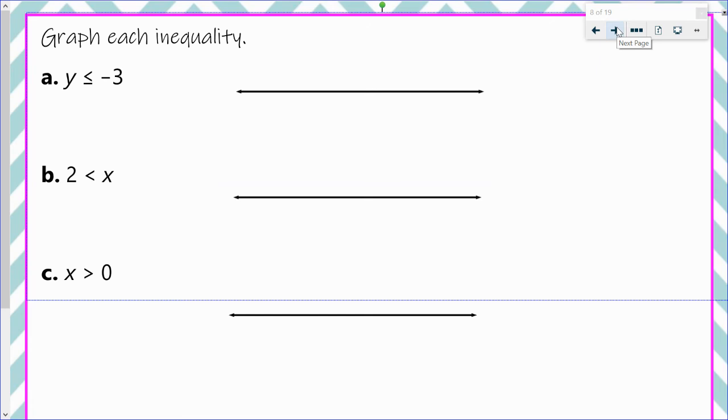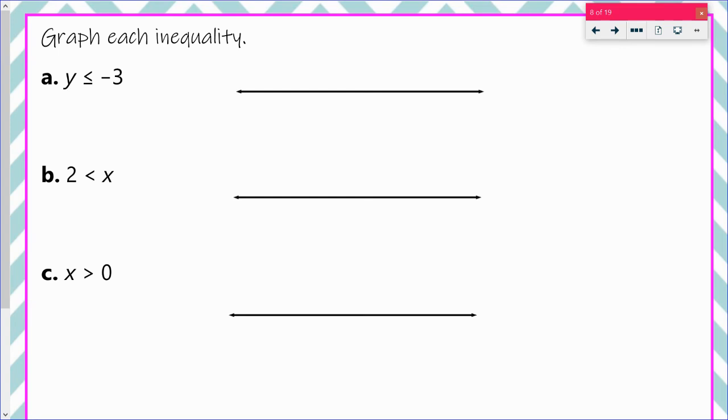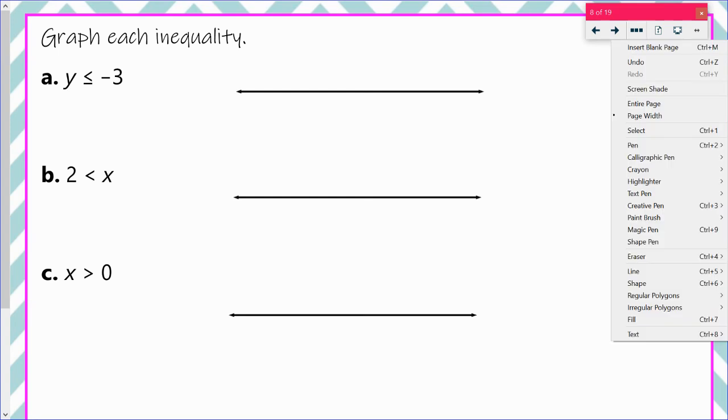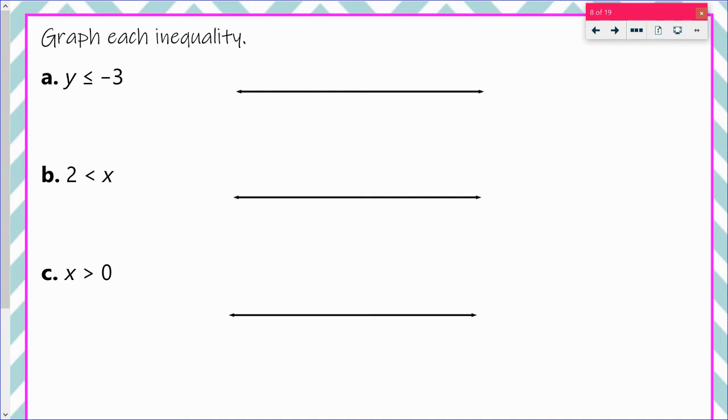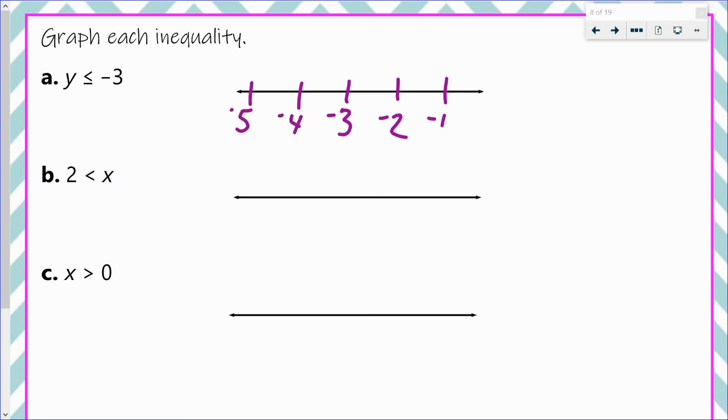So here we go. Anytime you're doing this, whichever number you're given, for example, y is less than or equal to negative 3. That negative 3 is going to be the number that I start with in the middle. And I always like to do 2 to the right, 2 to the left. So I'm going to count negative 2, negative 1, negative 4, negative 5.